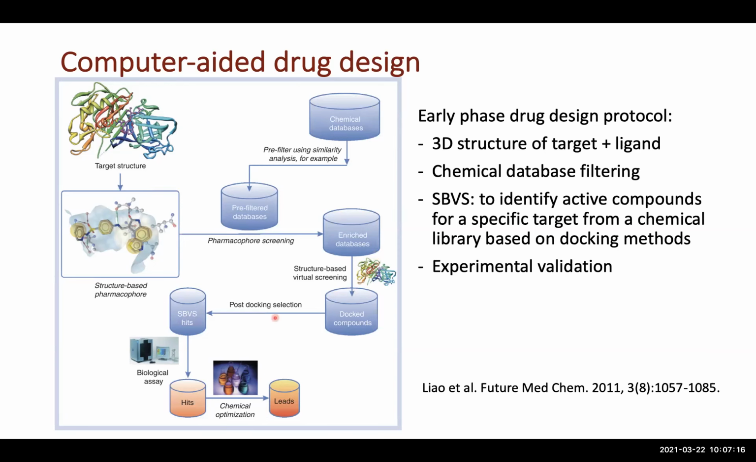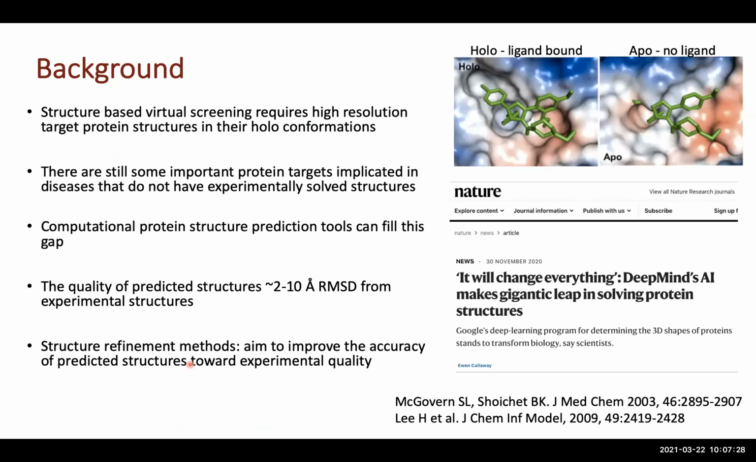After docking, hopefully we get some hits, and these hits can be validated using experimental assays, biological assays. For virtual screening to work properly, it usually requires high-resolution target protein structures, and also they should be in their holo conformations. For example, if you see this figure on the top right, on the left is MDM2 protein in its holo conformation, and we see the surface representation of the protein, and the ligand is overlaid on this holo protein conformation.